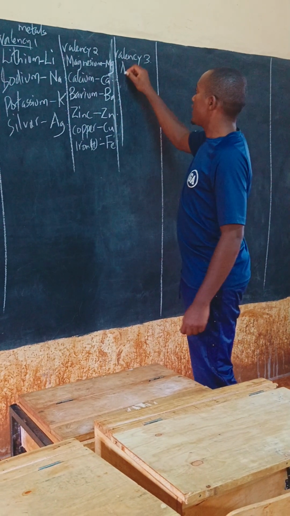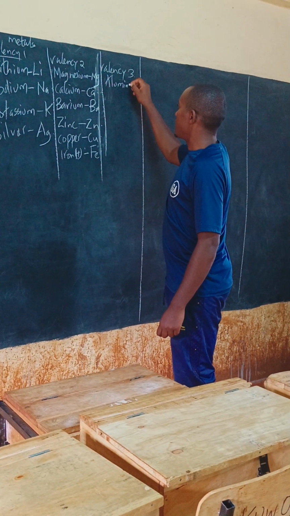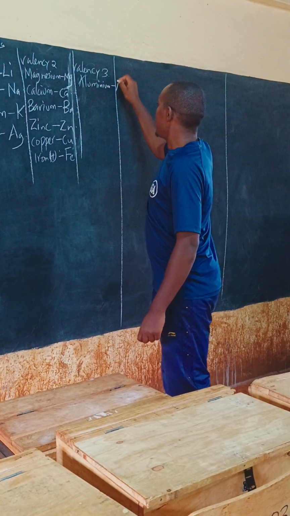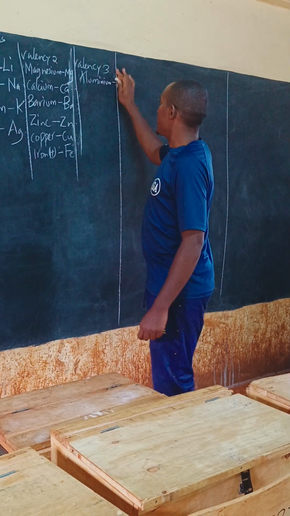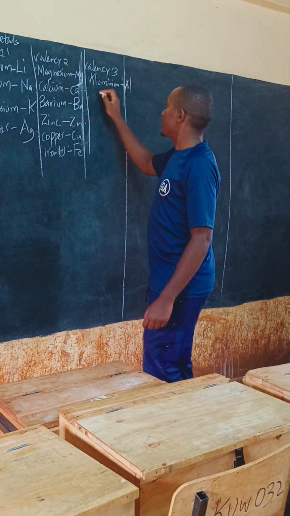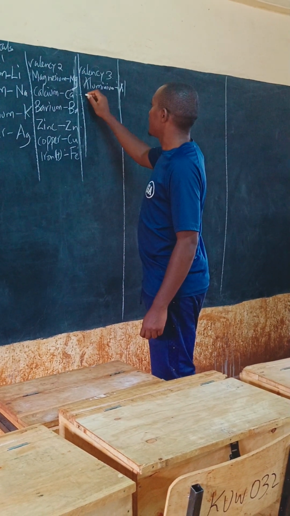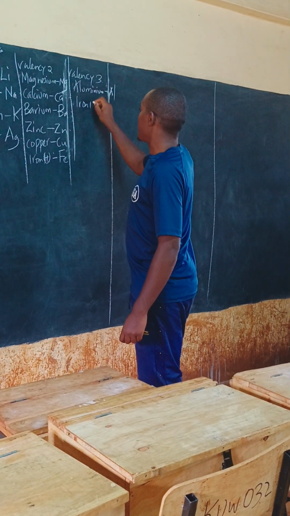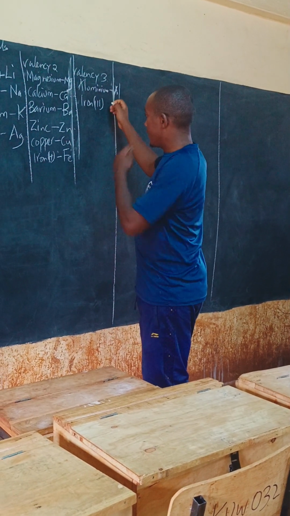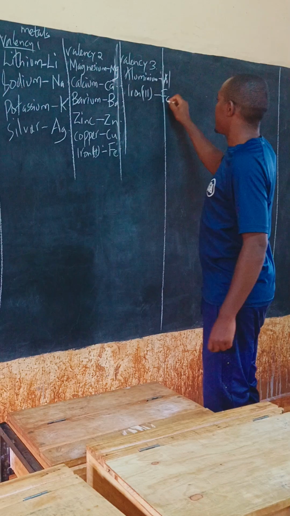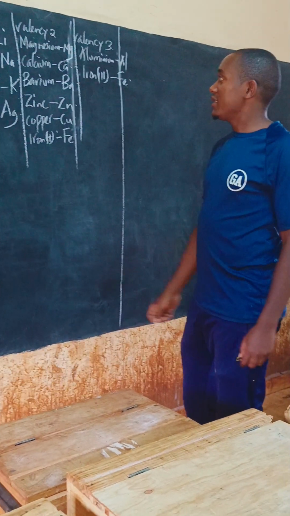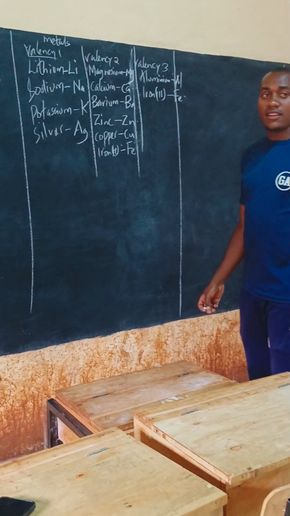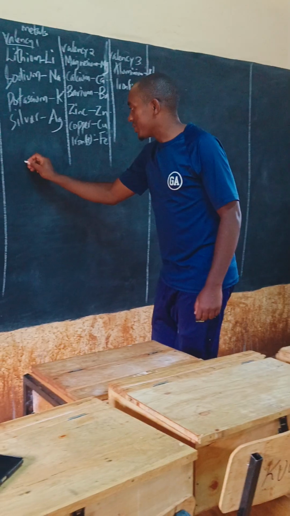Valence 3, we have aluminium, Al, and we have iron 3, Fe. These are the metals in valency. Let's go to non-metals.